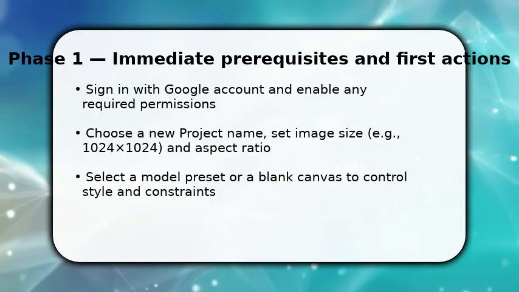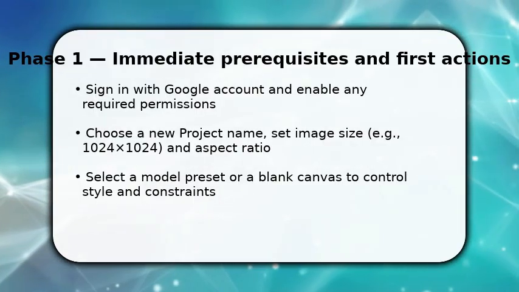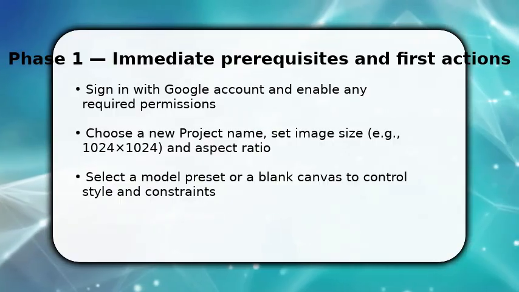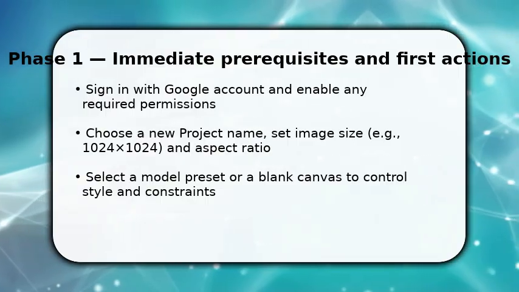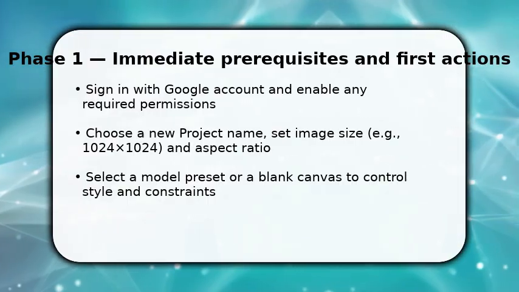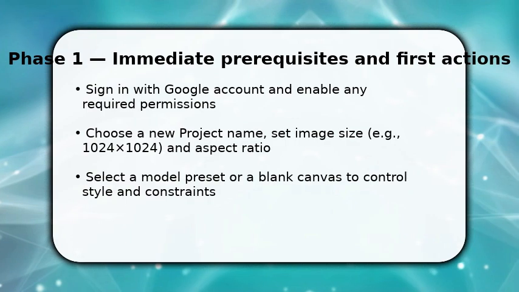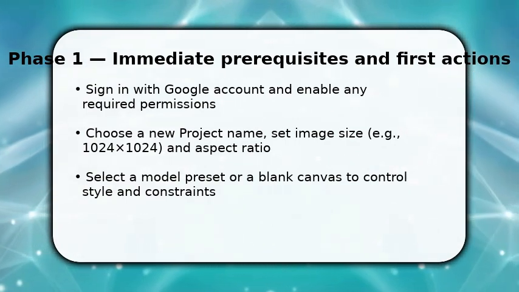Set canvas size, try 1024 by 1024 for balanced detail, and pick an initial model preset or blank canvas. Once done, adjust seed and randomness controls to influence variation. These parameters determine how deterministic or creative outputs will be, so set them before you generate your first draft.